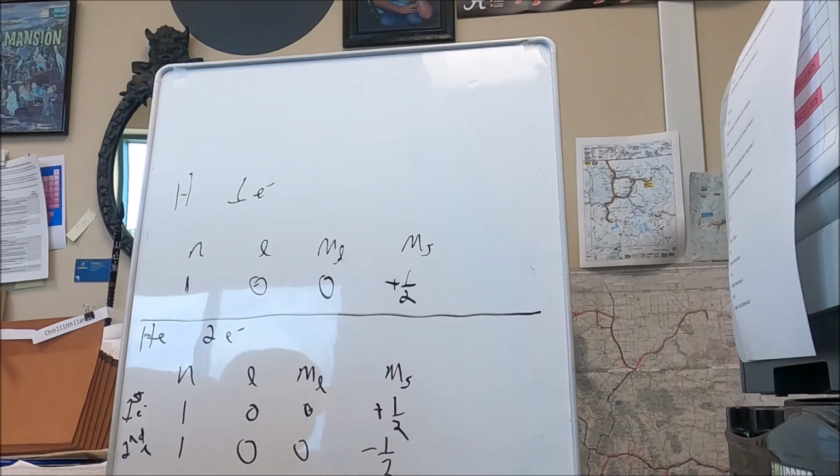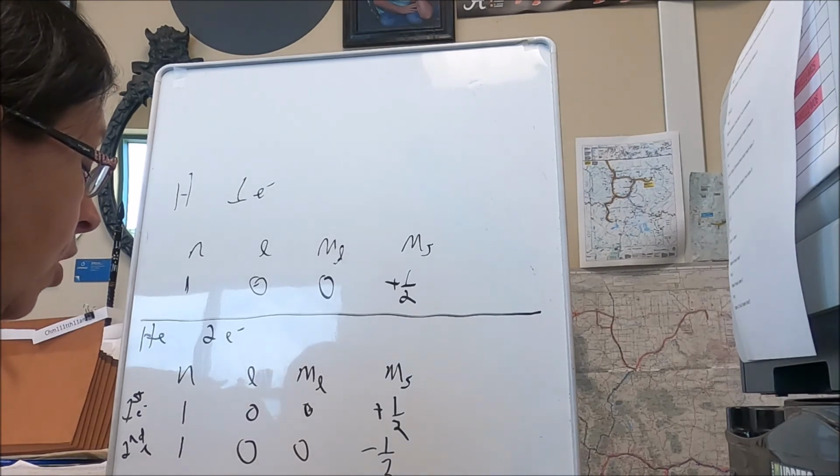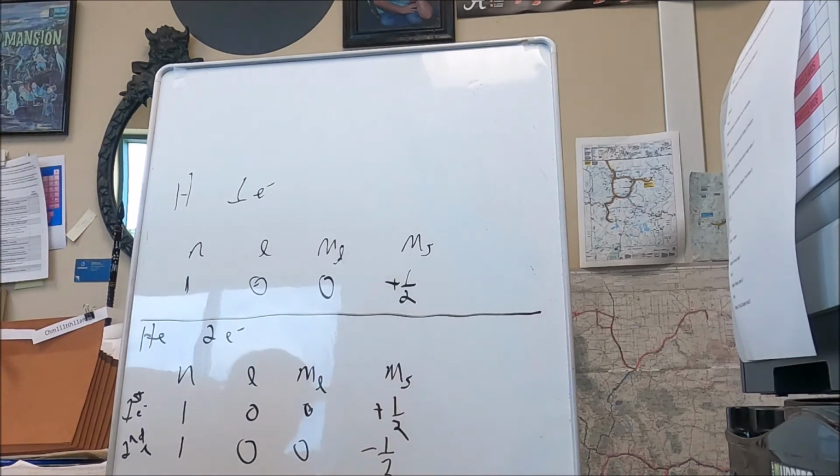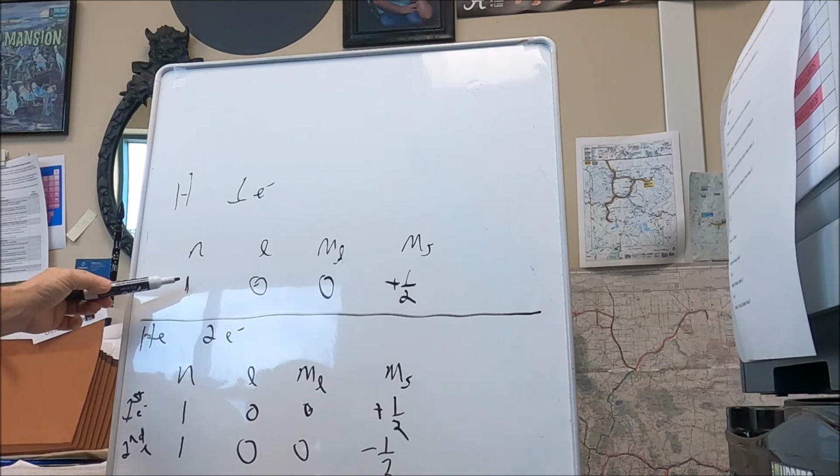That means the first shell is filled. So I'm going to go to the second shell. Okay? The lowest energy in the second shell is 2s. s has an l value of 0, so it's going to be 2, 0, 0. We usually go with plus a half first. So our electrons in lithium are 1, 0, 0, plus a half, 1, 0, 0, minus a half, 2, 0, 0, plus a half. So you can see Aufbau at work here.